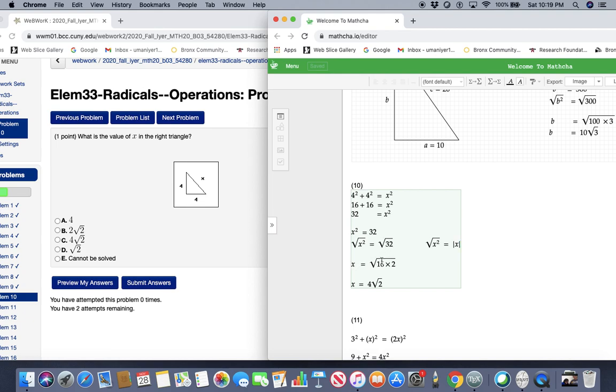Square root 32, on the other hand: 32 is 16 times 2. Square root 16 is 4. Square root 2 remains square root 2. x is 4 square root 2.